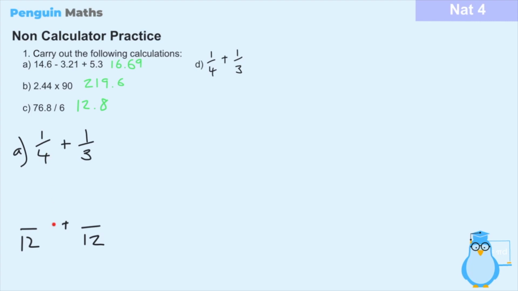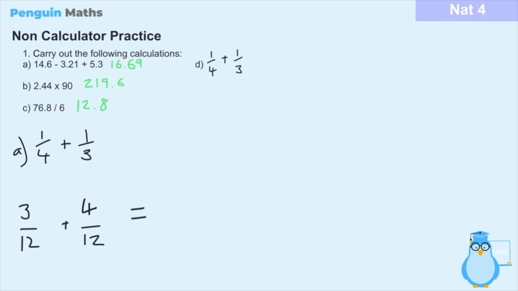So what have we done to get 4 to 12? Well, we know that 4 times 3 is 12, so that means on the top we have to do 1 times 3 as well. So 1 times 3 is just equal to 3. And then for the other fraction, we have 3 times 4 gives us 12. So that means on the top it's going to be 1 times 4, which is just equal to 4.